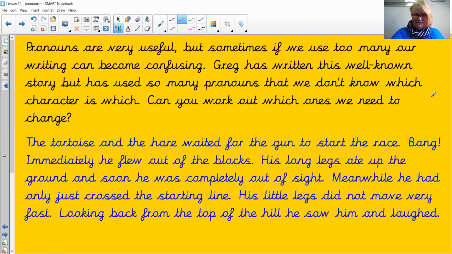So, right. The tortoise and the hare waited for the gun to start the race. Bang! Immediately, he flew out of the box. His long legs ate up the ground, and soon he was completely out of sight. Meanwhile, he had only just crossed the starting line. His little legs didn't move very fast. Looking back from the top of the hill, he saw him and laughed.